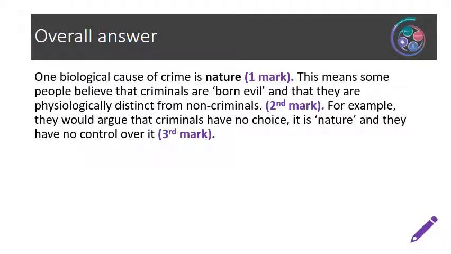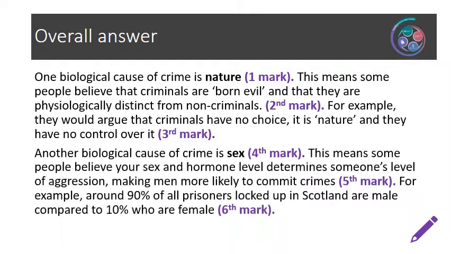1 biological cause of crime is nature. This means people believe that criminals are born evil and they are psychologically distinct from non-criminals. For example, they would argue that criminals have no choice, it is nature, and they have no control over it. You would then like to repeat this process a second time to get up to 6 marks if the question was worth that many. Another biological cause of crime is sex.